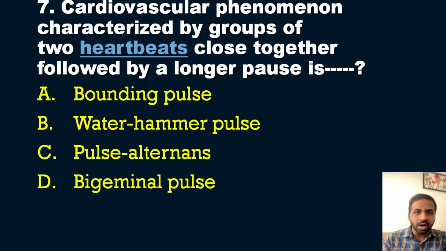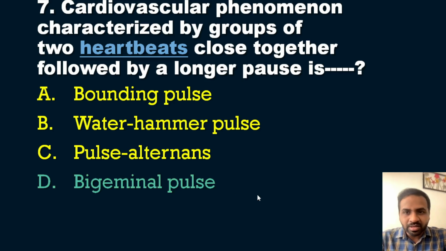The options are: the first option is bounding pulse, the second option is water hammer pulse, the third option is pulsus alternans, and the final option is bigeminal pulse. Don't be confused by the options. Read the question very carefully. A group of two heartbeats close together followed by a longer pause. You may be confused between pulsus alternans and bigeminal pulse, and we will explain that after finding the answer. The answer is definitely option D, bigeminal pulse.